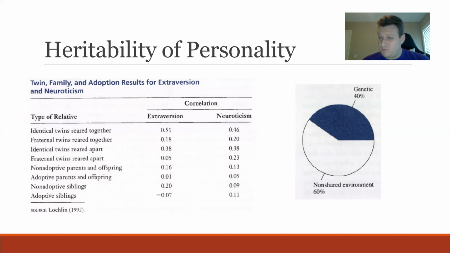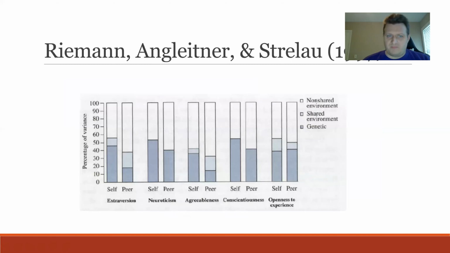Now, shared environment is important for some things. So your political affiliation: are you more liberal or more conservative? Your parents have a huge determination of where you are on that spectrum. What religion, your amount of spirituality, your parents have a huge impact on that, but not necessarily your personality and your intelligence.